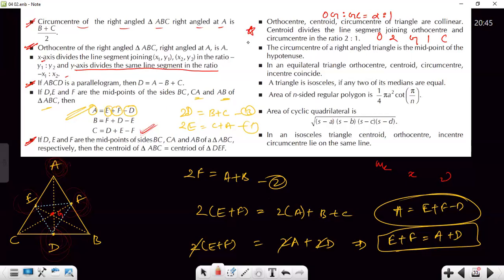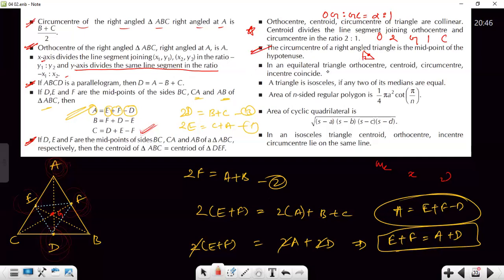Next point is the circumcenter of a right angle triangle is the midpoint of hypotenuse. And the orthocenter of the right angle triangle is the vertex that is having 90 degrees of angle. So the circumcenter will be here on the middle point of the hypotenuse.